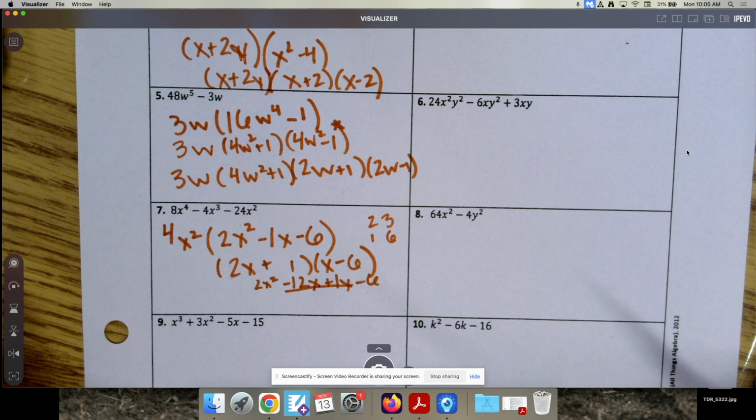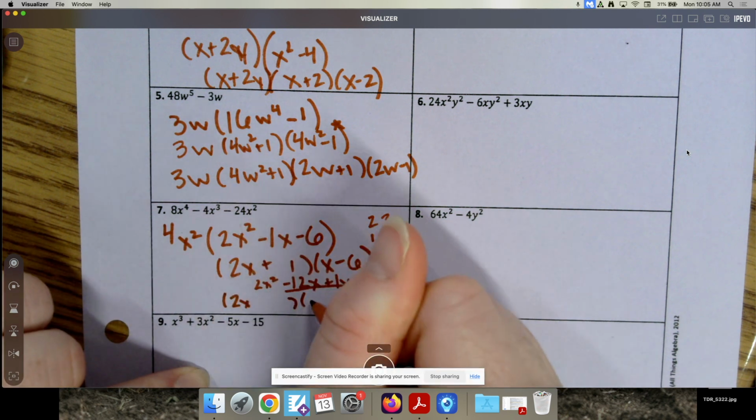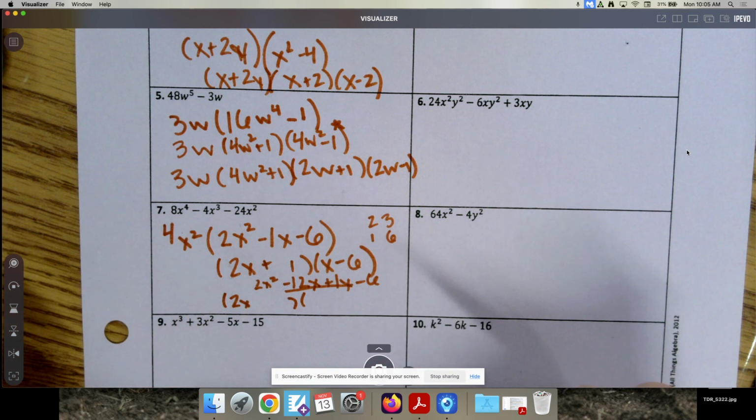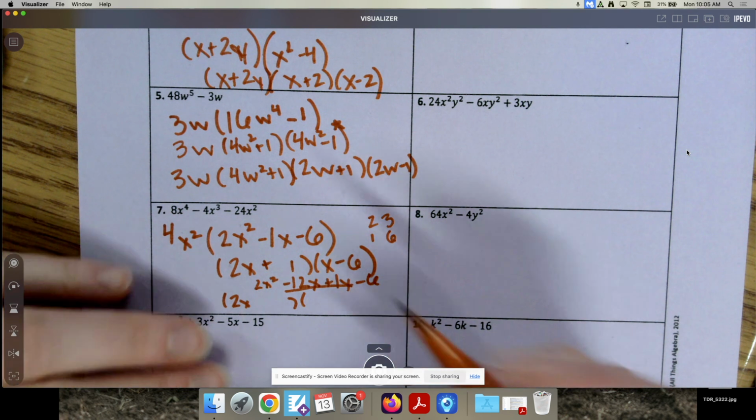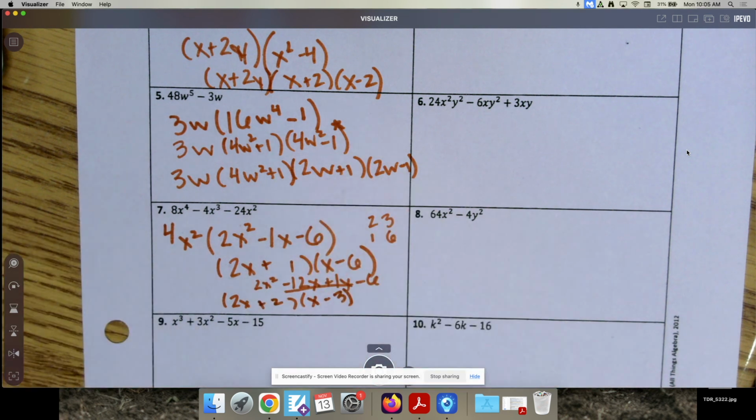So what can we change on this to try something else? You could switch the 6 and the 1. Could we also try the 2 and the 3? Yeah. What do you guys want to do? Switch the 1 and the 6 or try the 2 and the 3? Try the 2 and the 3. You will spend more time trying to figure it out in your head than if you were to just put this down, because you FOIL it out again.